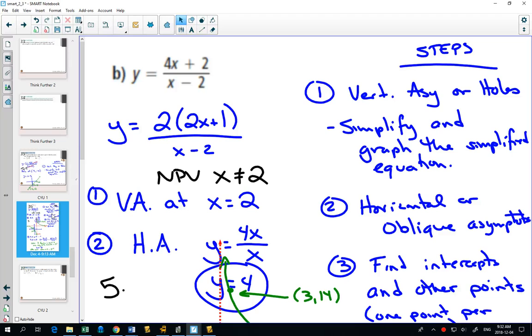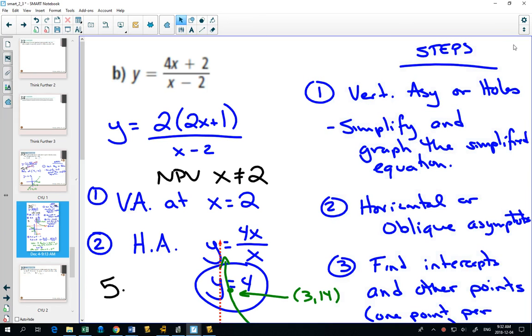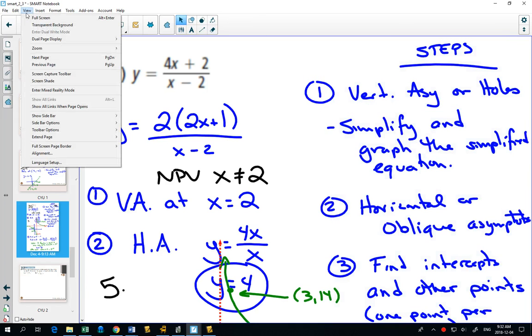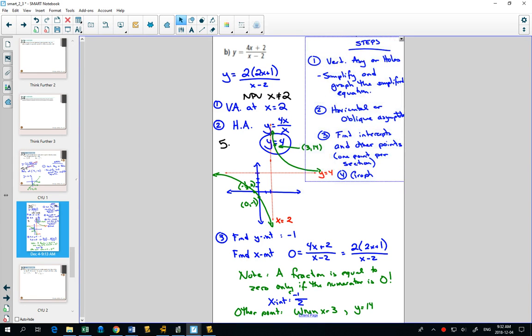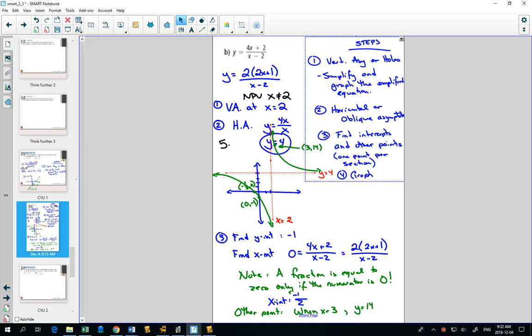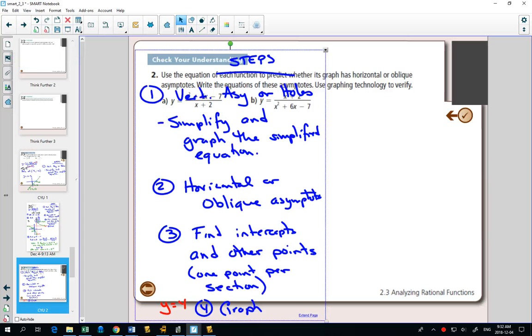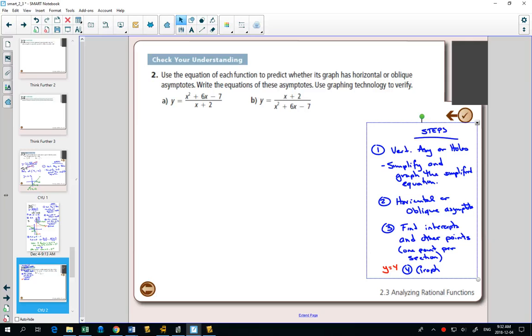So again, I'm going to steal the steps here. Oh, this is not going to work. Let's go view, entire page. We're going to keep them off to the side here.